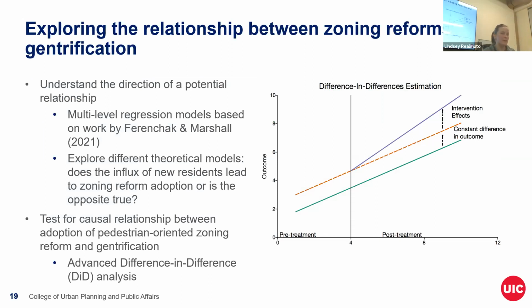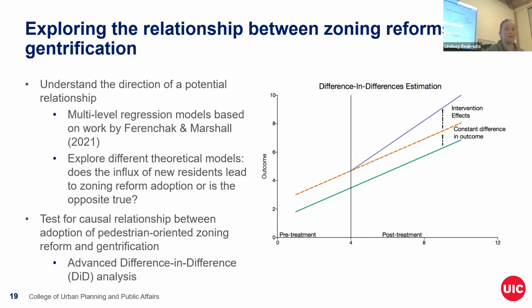I want to zone in a little bit on the relationship between zoning reforms and gentrification. To understand the direction of the relationship, I'm going to be doing multi-level regression models that flip around my independent variables. This is based on some work that Ferenczak and Marshall did around bike infrastructure and neighborhood change. So I'm really following some of that work.